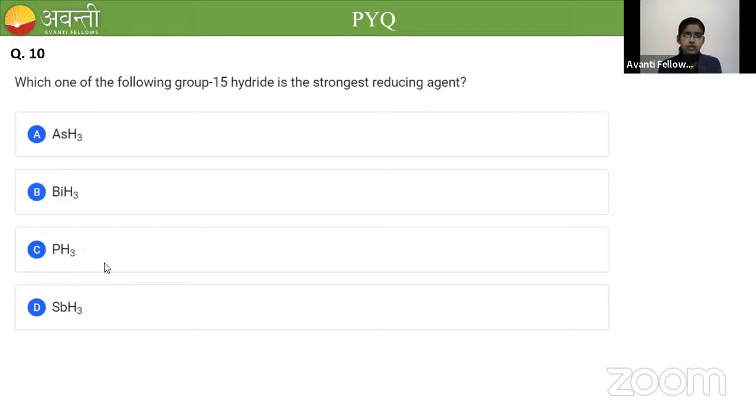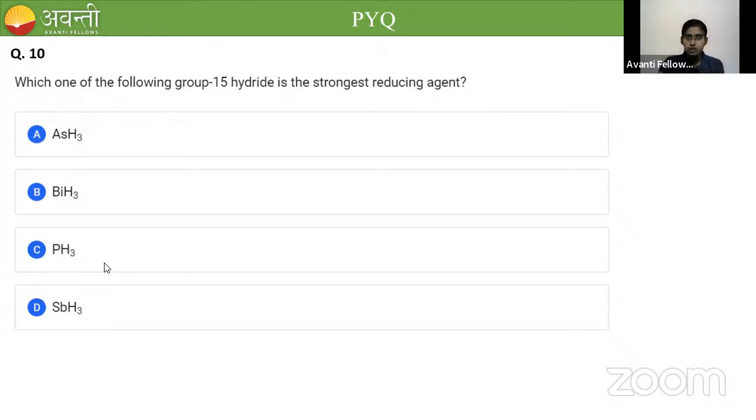Which one of the following group 15 hydrides is the strongest reducing agent? Which is the strongest reducing agent? Reducing agent means they will give out the hydrogen so easily; those are called reducing agents. Now, the given hydrides belong to group 15. Nitrogen NH3 is not given, but phosphorus, arsenic, antimony, and bismuth. So these four element hydrides are given to us.